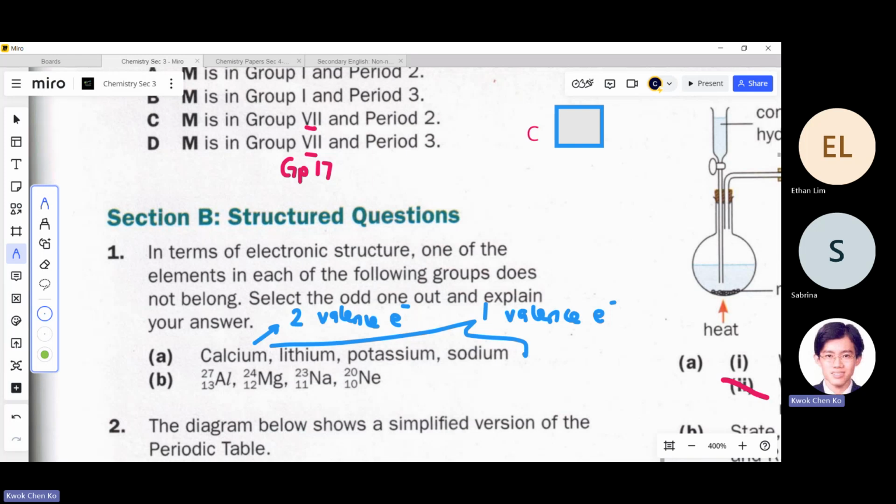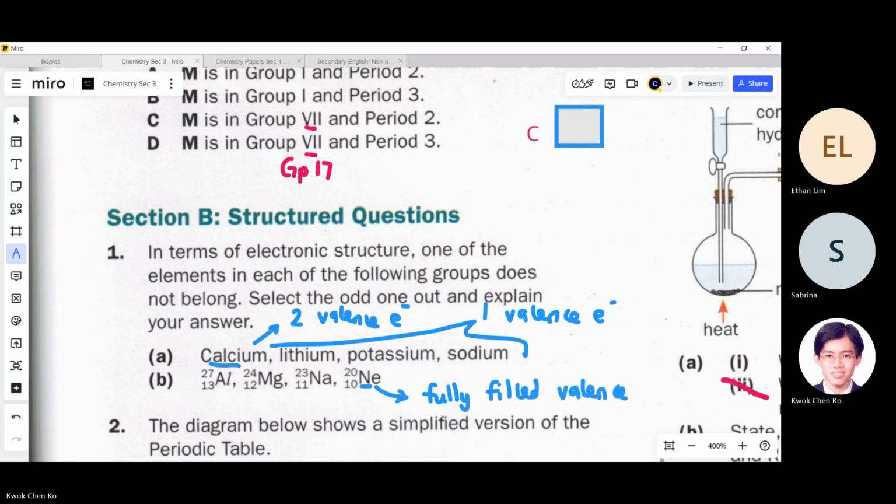Sabrina, 1B. Neon. Okay, why? It has a full electronic configuration compared to the rest. Okay, good. Fully filled. Or well, you can follow what she said, but it has a fully filled valence shell. Make sure you have the word valence there. Okay, the rest do not.